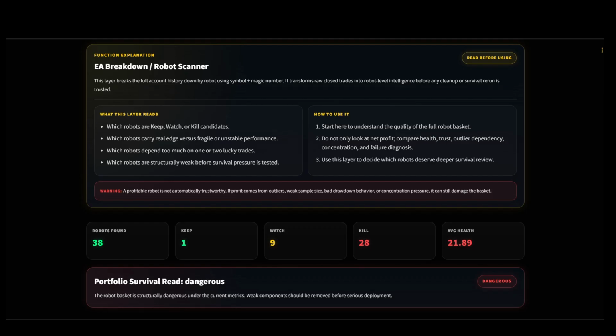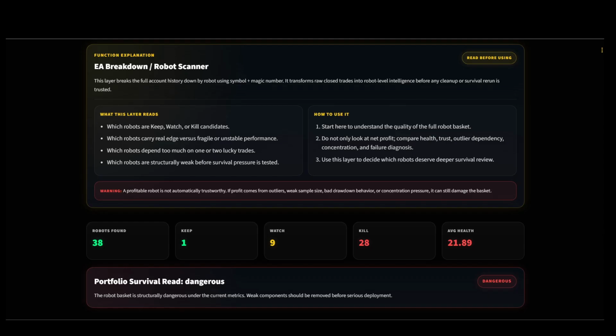In this example, the tool found 38 robots. Only one robot is classified as keep. 9 robots are placed in watch, 28 robots are placed under kill pressure, and the average health score is only 21.89. So the first portfolio survival read is marked as dangerous. But this is important to understand correctly. This does not mean you should blindly delete everything. It means the first structural scan is very strict and sees a lot of pressure inside the full robot basket.